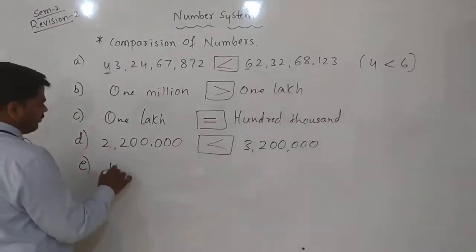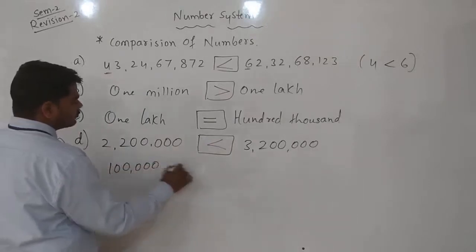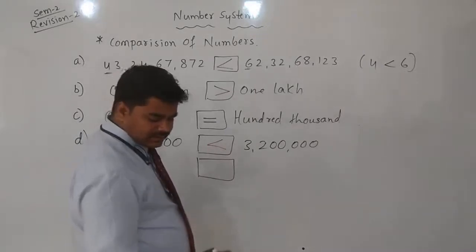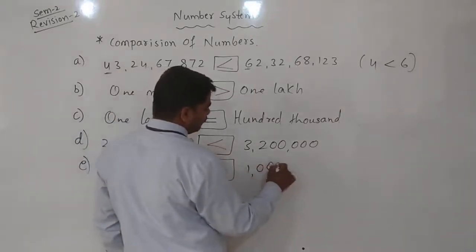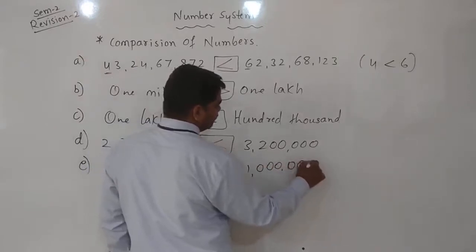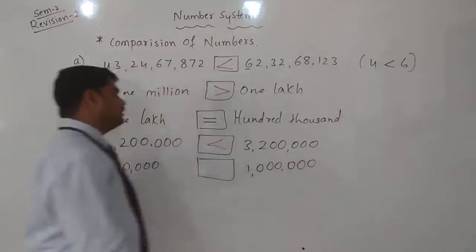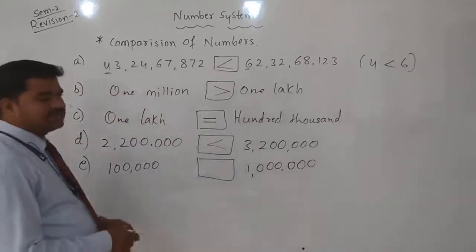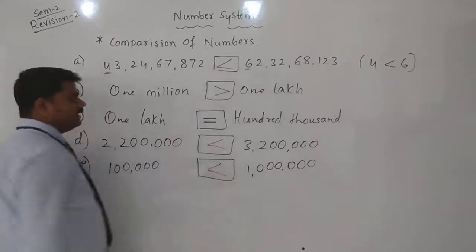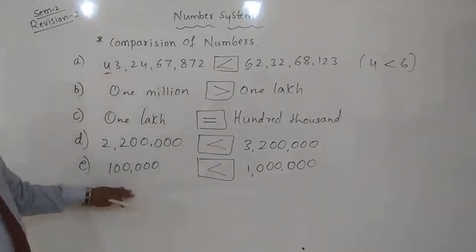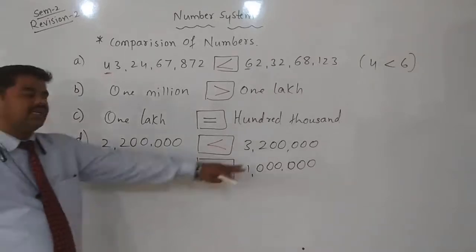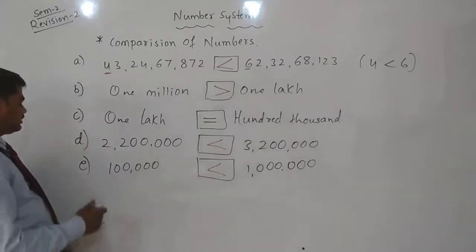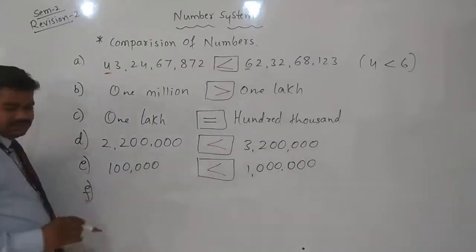Here 100,000 and take the right side number, that is 1 million. Automatically here only 6 digits, here 7 digits. Then we can write 1 million is greater than 100,000, or 100,000 is lesser than 1 million. Comparison is very simple. Yes or no? We can insert the commas.